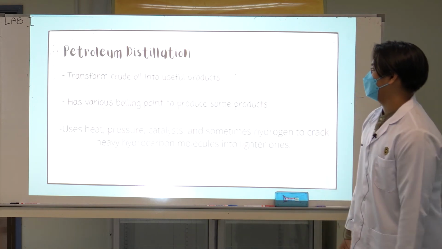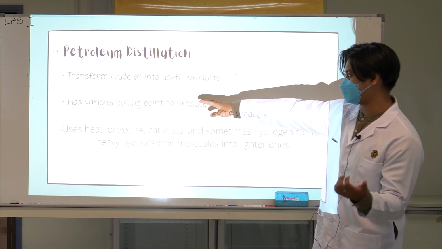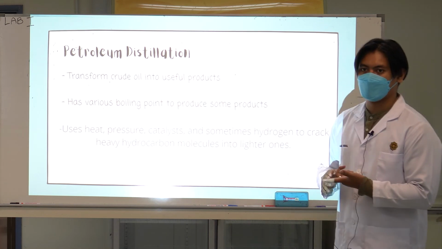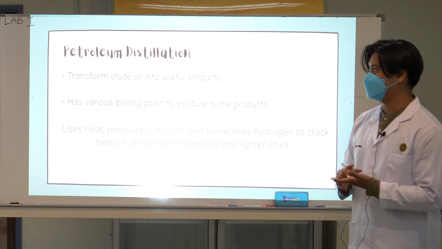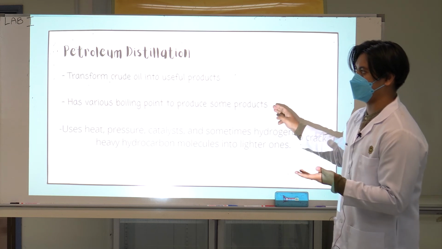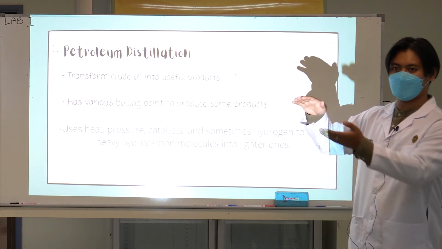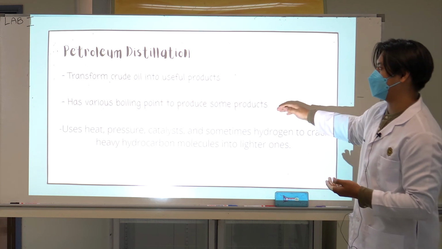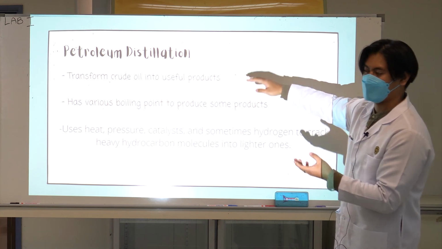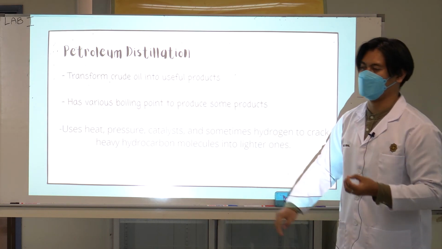Next, petroleum distillation. It transforms crude oil into useful products such as naphtha, LPG, like the gas we use at home, kerosene for airplanes, and the residue left over is tar to make roads. It has various boiling points, because as Rin said, it is fractional: when the boiling point is lower, it is light, then medium, and heavy. Heavy has a high boiling point.